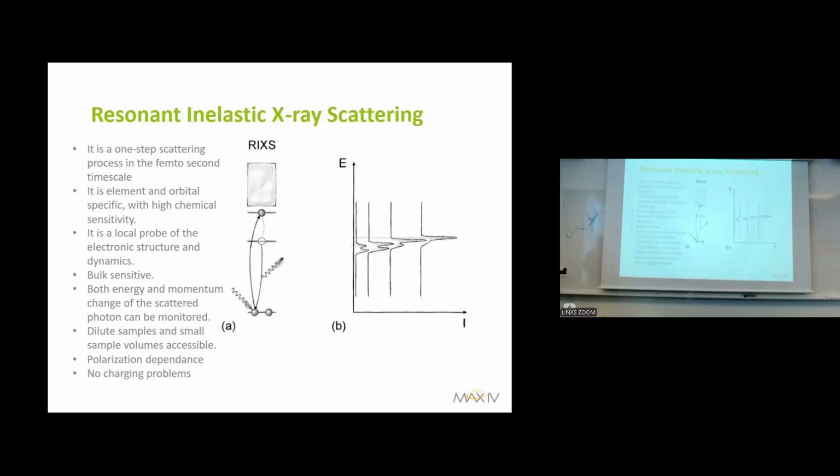We can even look at buried layers. I have looked at buried monolayers under a few hundred atomic layers of another species. It's clearly quite possible. You do have a polarization dependence. So clearly being able to measure and control the polarization of the X-rays is also an important factor when you set up your RIXS beamline. And we have no charging problems, so semiconductors are not a problem to study. So that's sort of the short of it.